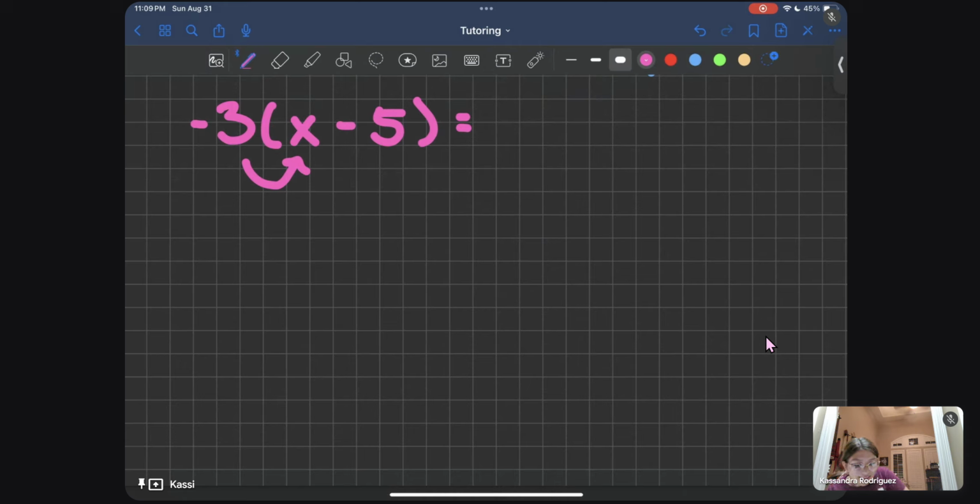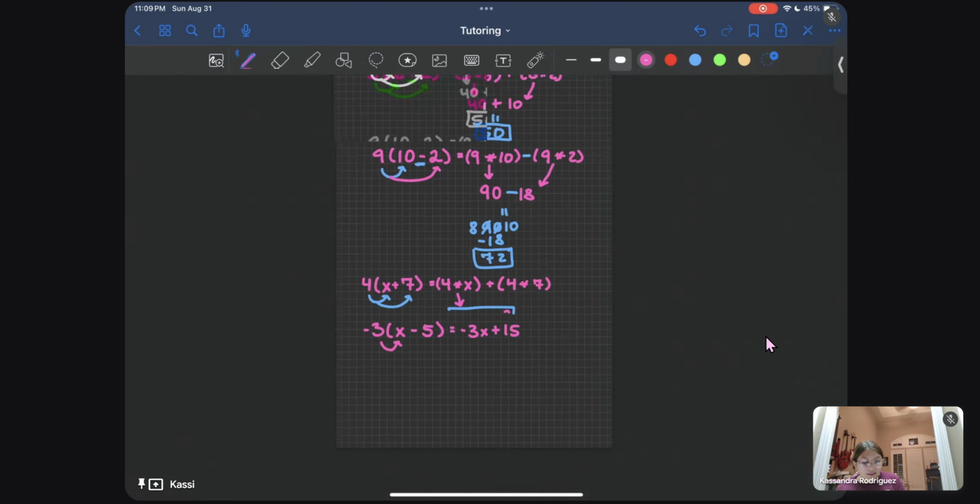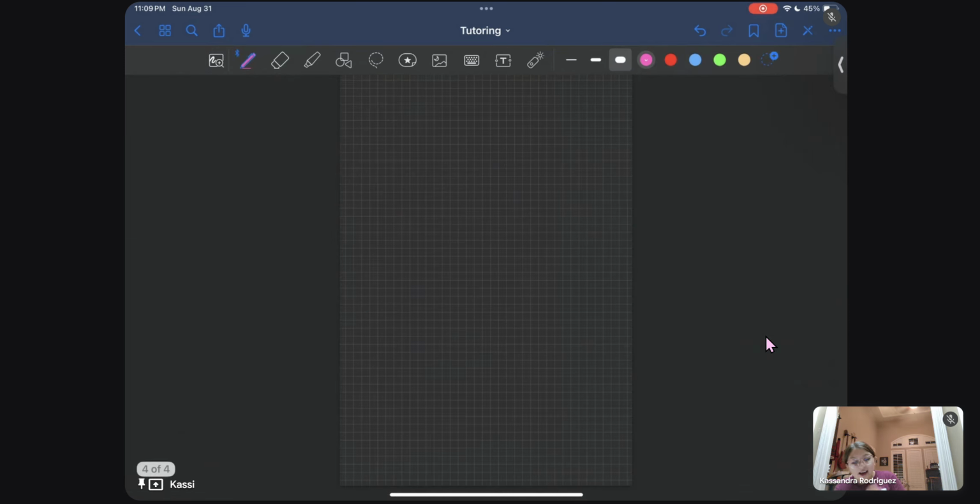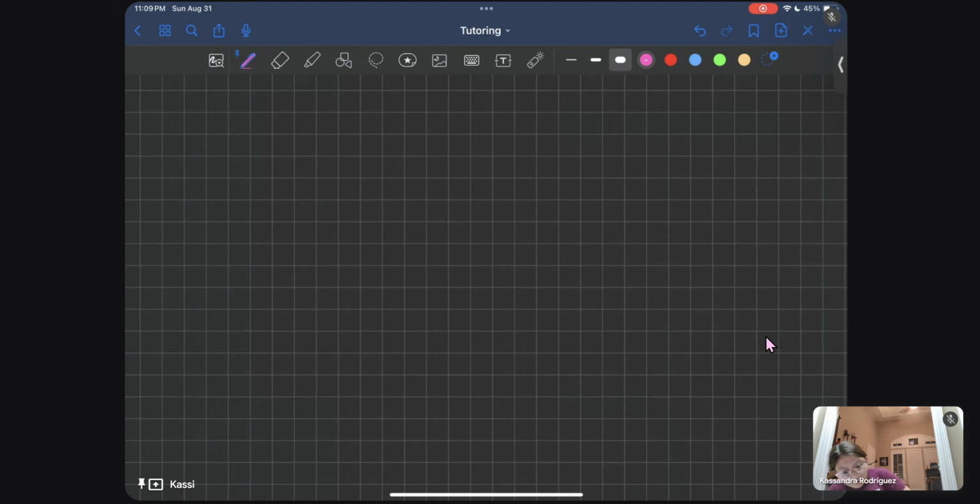So negative 3 times x, that would be negative 3x, right? Minus, let's see, what is this? Negative 3 times negative 5? What would that be? You're right, that would be positive 15. Good job.